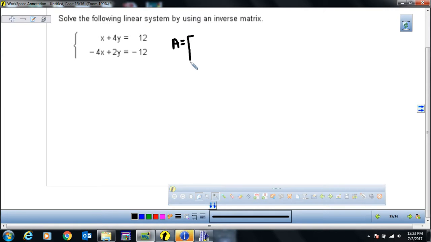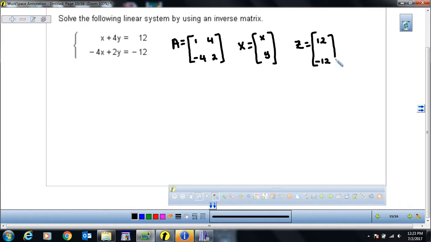So A is the coefficient matrix, which is 1, 4, negative 4, and 2. X is my variable matrix. What are the variables here? X and Y only. And Z is the constant matrix, which is going to be 12 and negative 12.